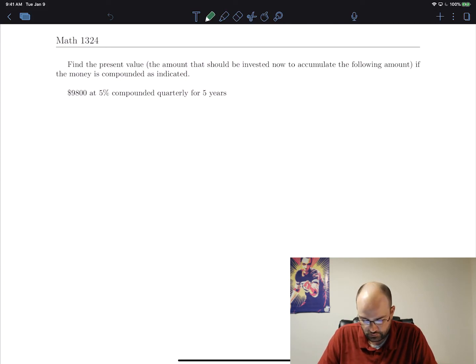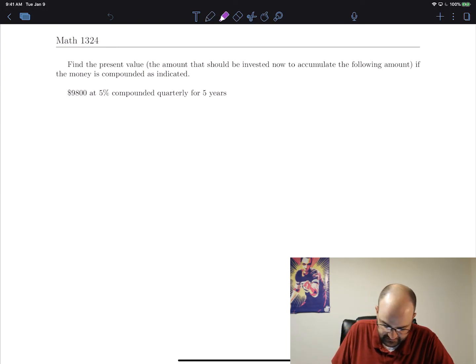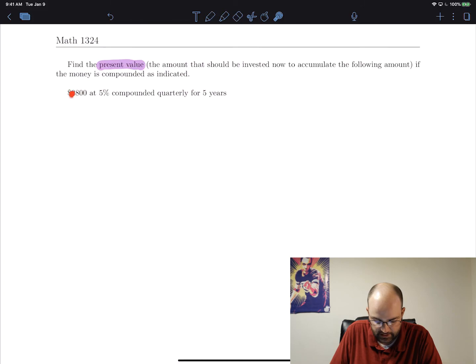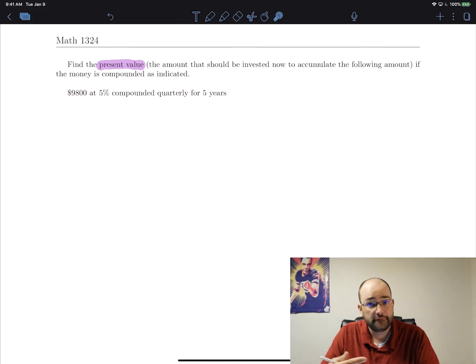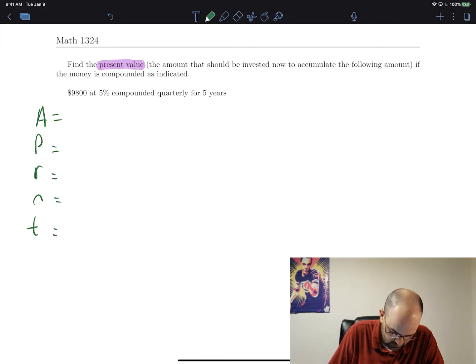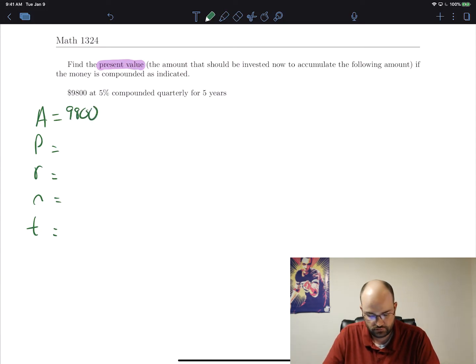Find the present value, or the amount that should be invested now to accumulate the following amount, if the money is compounded as indicated. So $9,800 at 5% compounded quarterly for 5 years. Now, we have to be very careful. It says find the present value. And what that's telling me is that this amount right here, $9,800, is the future value. So in the formulas, or the variables, A, P, R, N, T, this $9,800 is actually how much we have in the future.